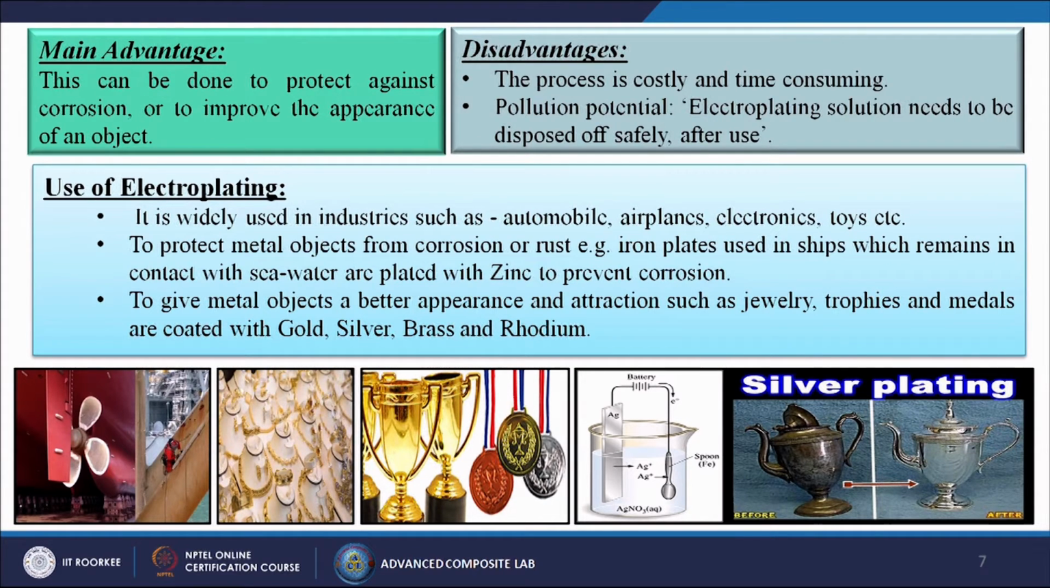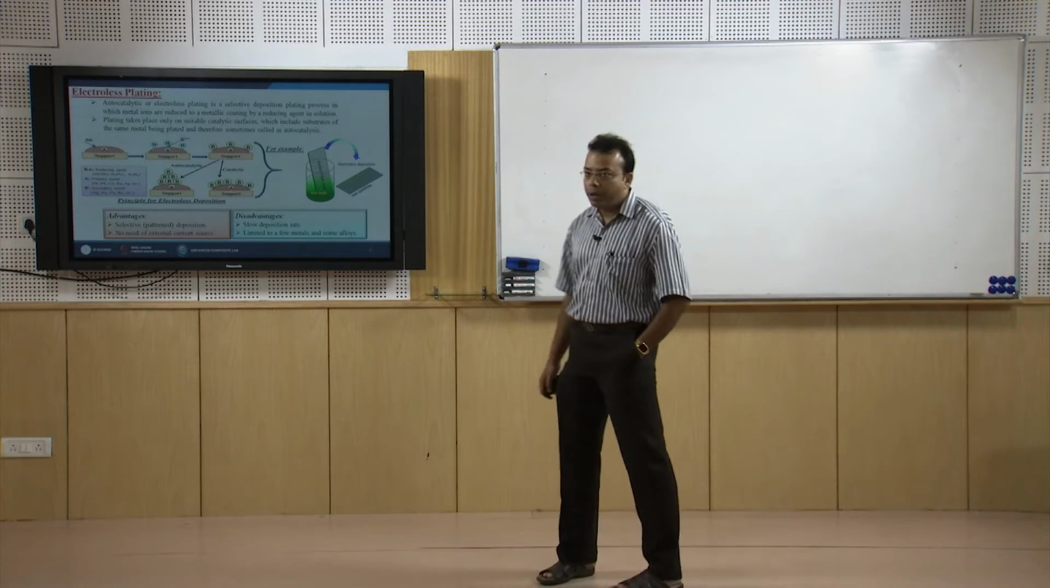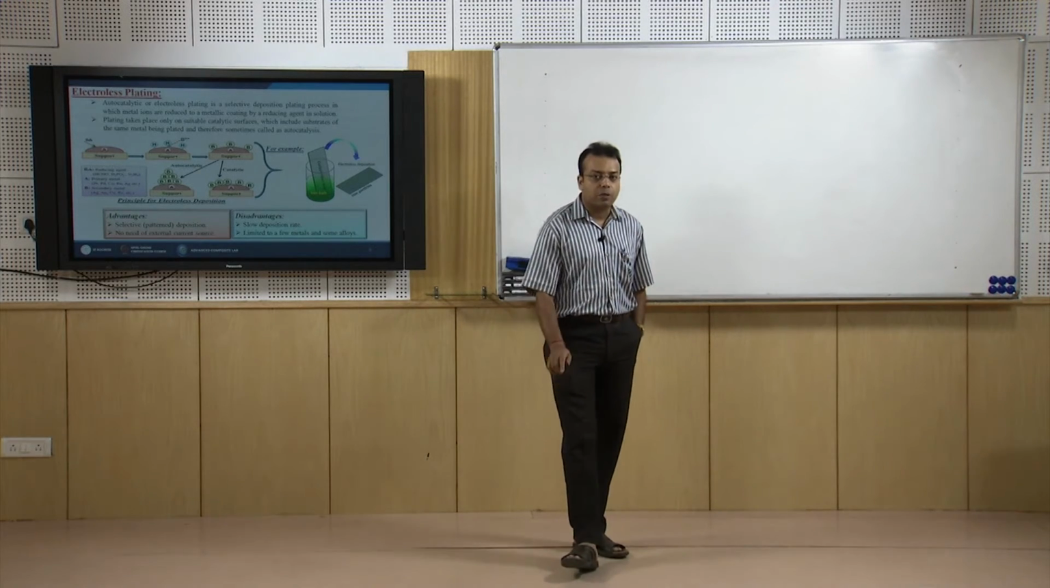some kind of gifts, some kind of trophies, medals are coated with gold, silver, brass and rhodium by these particular techniques. So, here we are doing silver plating onto the cups or maybe the mementos. This is the before picture and this is the after picture. We are doing it for jewelry, medals, mementos and all these kinds of techniques. Next we are going to discuss electroless-plating.